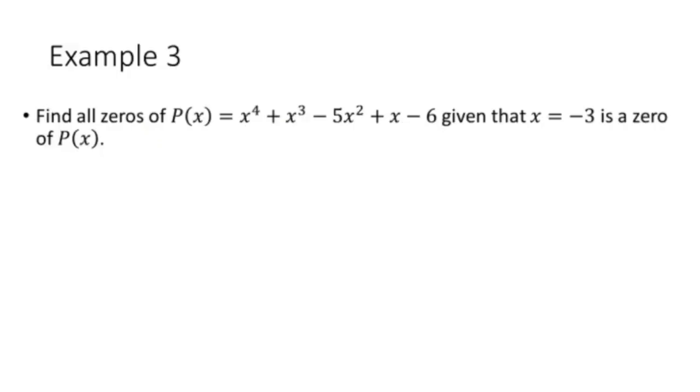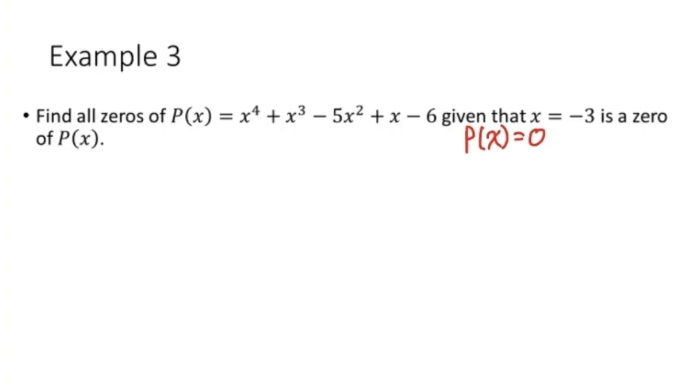Now we're going to find all zeros of p of x, which equals x to the 4th plus x cubed minus 5x squared plus x minus 6, given that x equals negative 3 is a zero of p of x. Since we're trying to find the zeros, that means we're trying to solve the equation p of x equals 0. Now, since p of x is a polynomial, we need to try to factor x to the 4th plus x cubed minus 5x squared plus x minus 6.